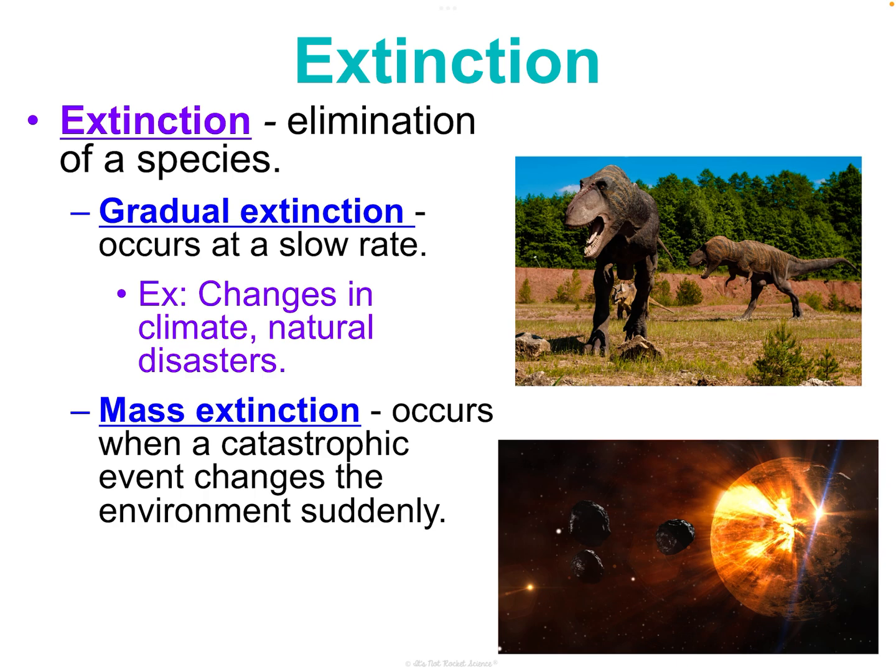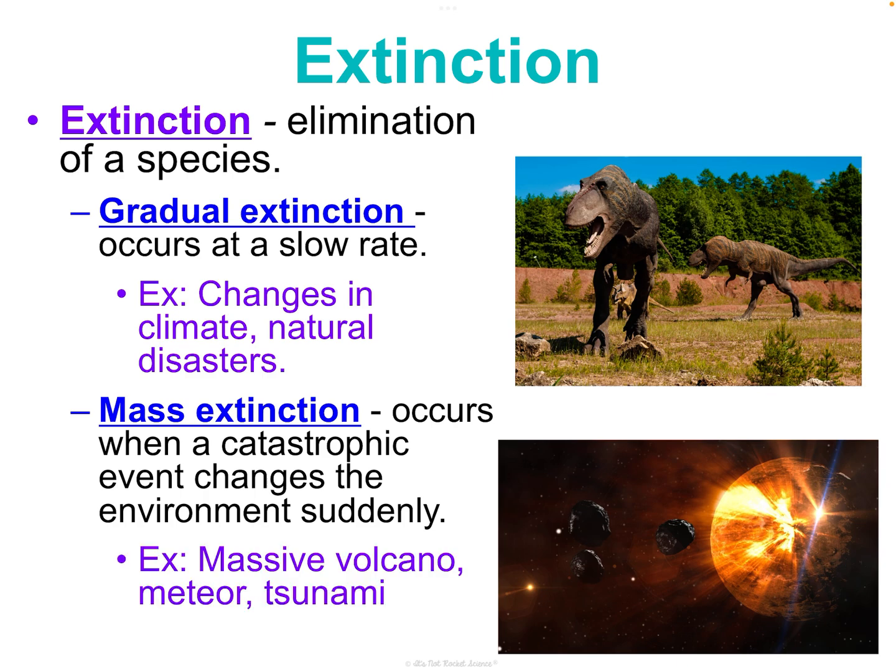And then, like the dinosaurs, there's also mass extinction. This is when a catastrophic event changes the environment suddenly. So, in the case of the dinosaurs, the most accepted theory is an asteroid hit the Earth, and that caused crazy amounts of climate change, like temperatures dropped because of stuff in the atmosphere, and it wound up wiping out all the large animals.